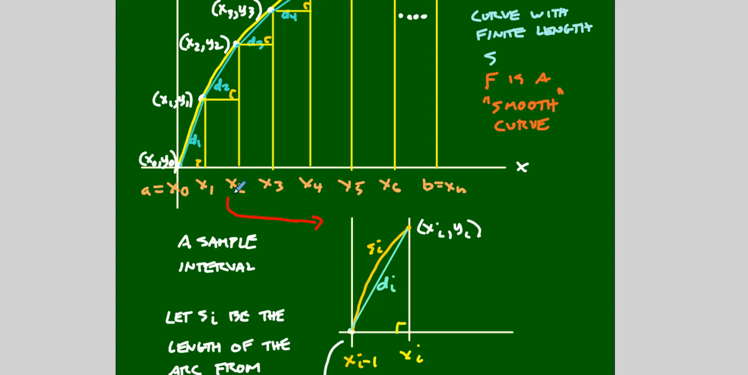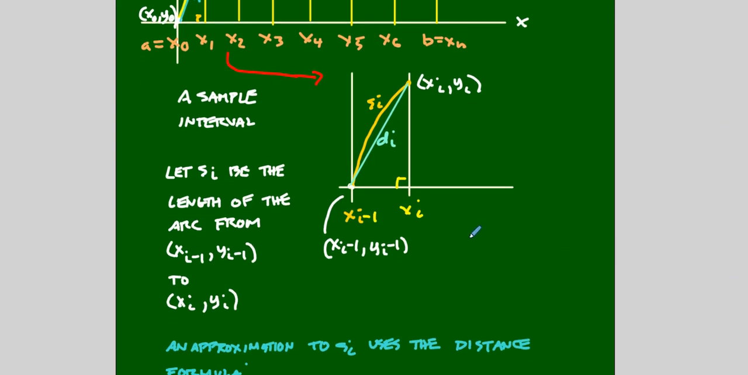So a sample subinterval here is from x sub i minus 1 to x sub i, so that could be any of these intervals, say from here to here, here to here. So here's my piece of the curve, S sub i, and this is the line segment connecting this point to this point. So again, S sub i is the length of the arc from here to here.